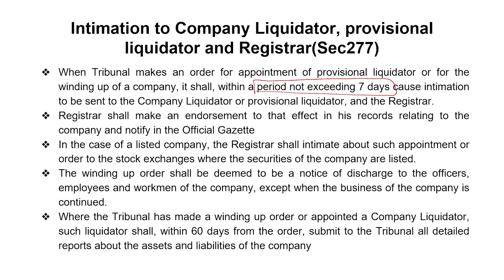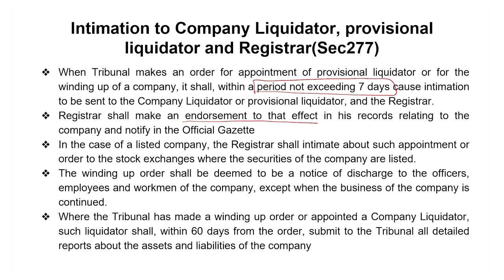The registrar shall make an endorsement to that effect in his record relating to the company and notify it in the official gazette. Once this fact comes to the knowledge of the ROC, the ROC enters this fact in their own record and publishes in the official gazette regarding the start of the winding up process of this particular company.